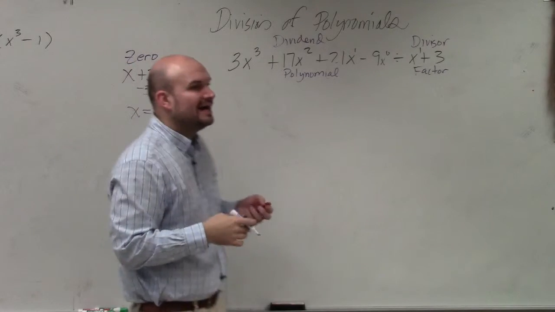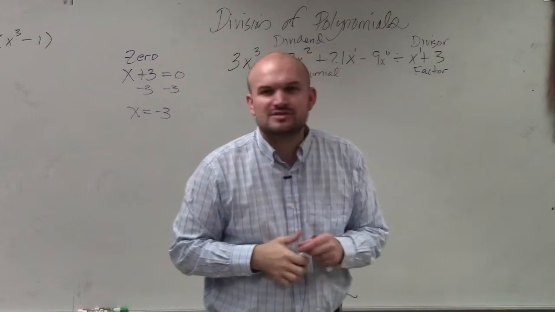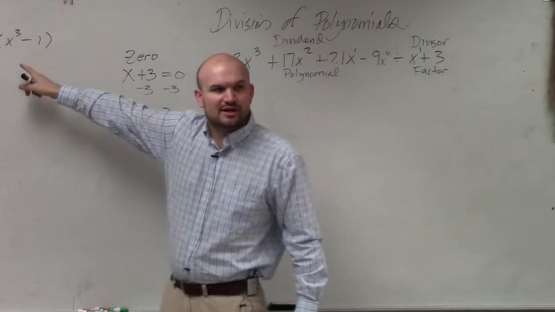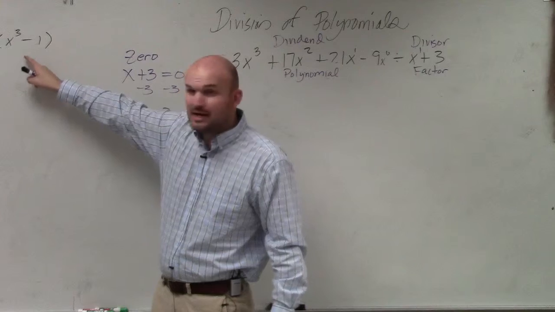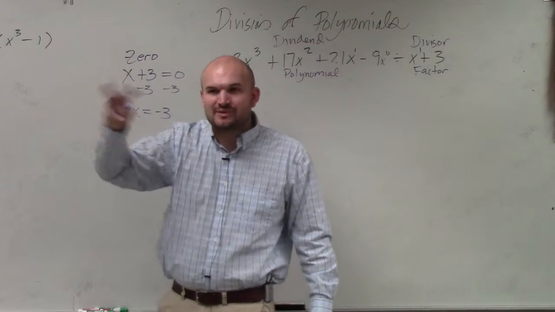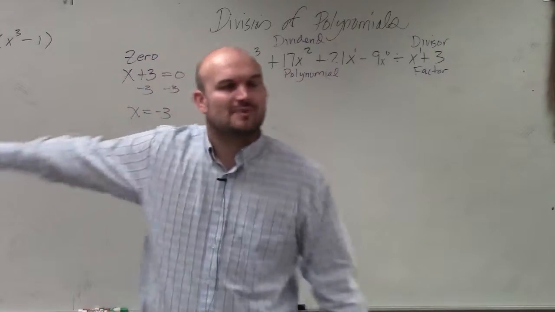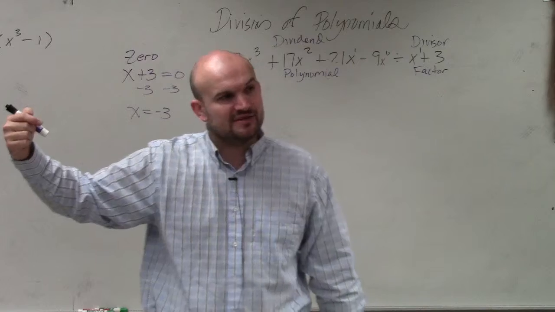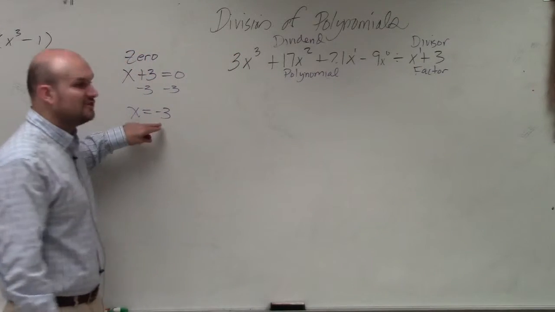And that's why, if you want to ask, well, why can't we do synthetic division for that problem over there? Because how many zeros does this have? 3, right? When we're using it, we can only use one factor. So that's why when your divisor is raised to a higher power, you can't use synthetic division. So that is our factor.